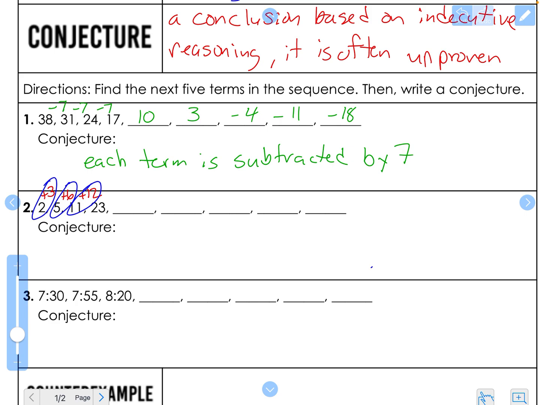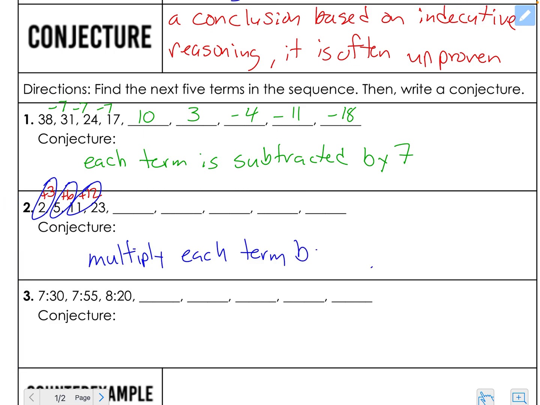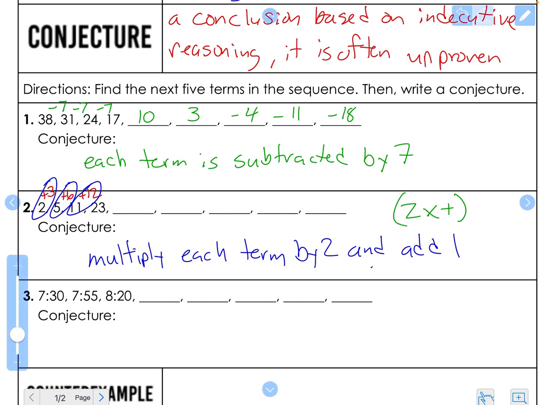So if I were to develop a way mathematically to think about this, 2 times 2 plus 1 gets me 5. 5 times 2 plus 1 gets me 11. 11 times 2 plus 1 gets me 23. So my pattern is going to be to multiply each term by 2 and add 1. And the way that we can write this is 2x plus 1 is my pattern.